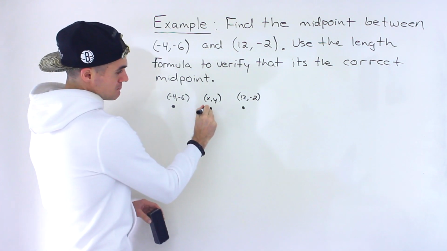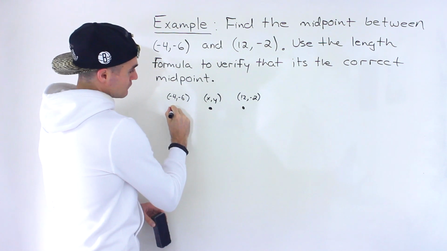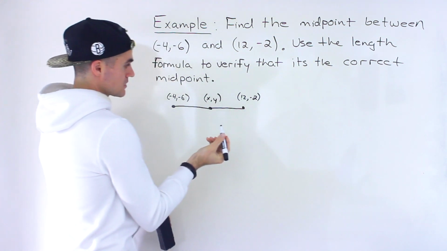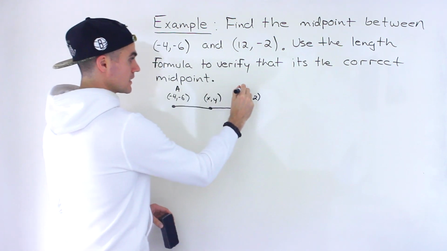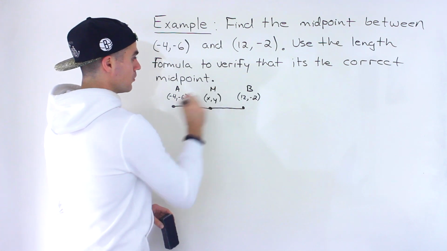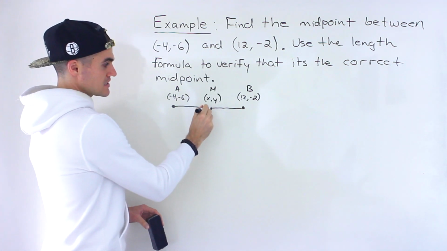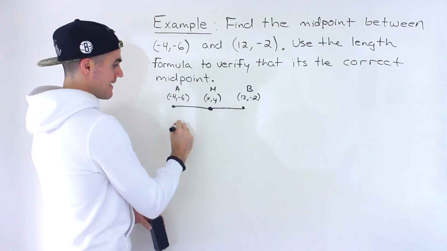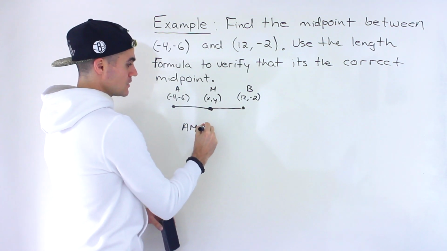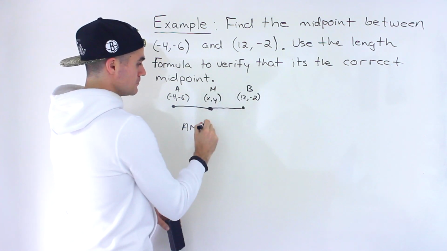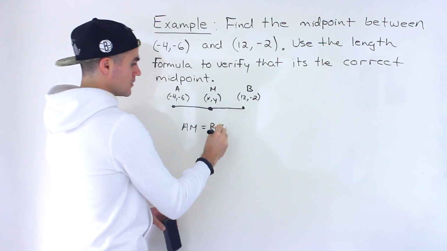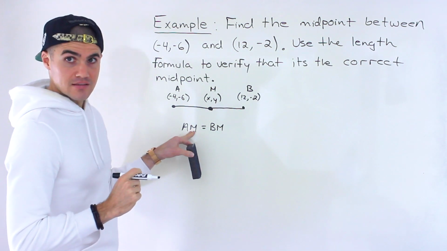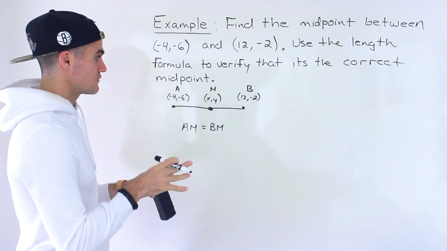Well, if this is the midpoint here, notice that the length of this line and the length of this line is going to be the same. Let's actually label these. So this would be A, B, and then we could call the midpoint M. So if this is the correct midpoint, that means that the length of AM has to equal the length of MB, or let's just say BM. Put it in alphabetical order. Okay, so both of those lengths have to be equal, so that's one way to verify it.